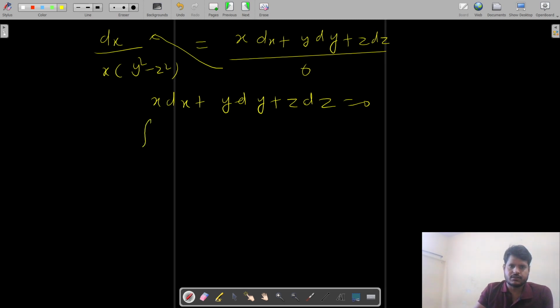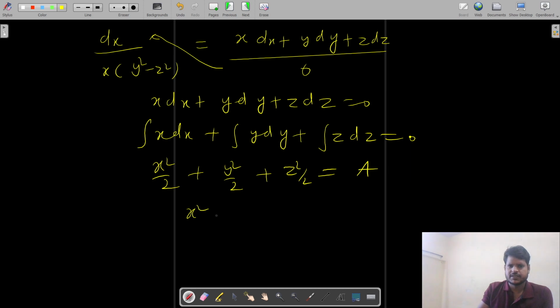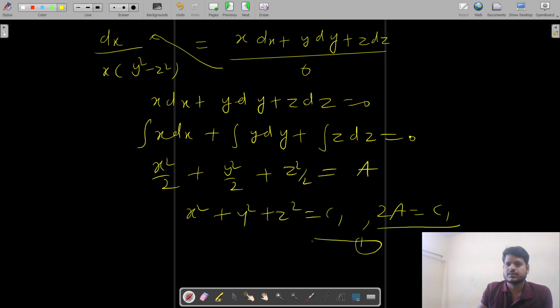Now integrating x dx, y dy, plus integration z dz equal to 0. So you have x square by 2, y square by 2 plus z square by 2 equal to, I can say this is capital A. Now I am taking x square plus y square plus z square equal to constant C1. I am taking capital A, 2A equal to C. So this is equation 1.